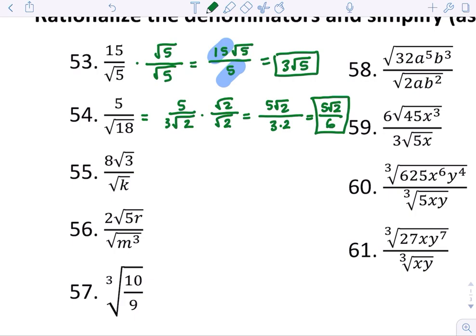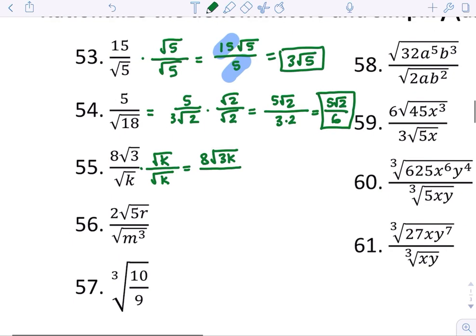Okay, 55. I see that's a square root, right? So I gotta multiply top and bottom by the square root of k. Right? Because the denominator will give us k times k, which is k squared. Okay, so we're gonna get 8 square root of 3 times k is 3k all over square root of k times square root of k is just k. Right? Because square root of k squared, you guys, is simply just k.